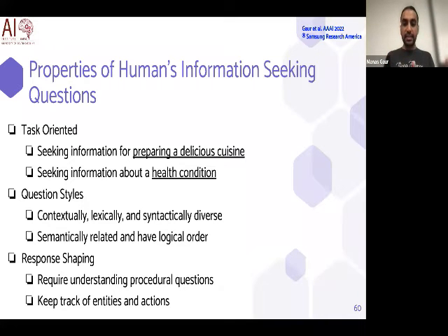If I don't find this, maybe I can find B, and then from B I can infer A. If I don't find A, I don't find B, let me ask C and infer B and A from there. So there's a logical order associated with information seeking. And the main reason for this is that with the particular order, the response that the user is getting is a concatenated response of all the search results that Google has provided to the search query.